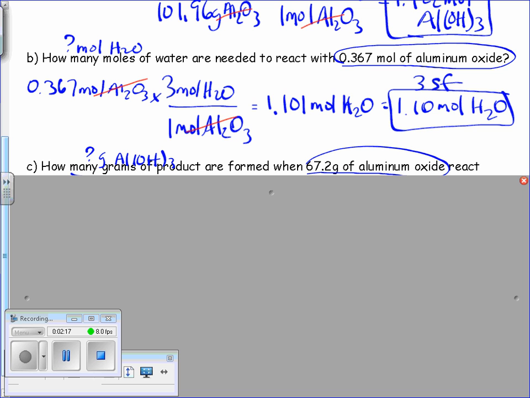So again, it's no longer a secret. We know the product is aluminum hydroxide. How many grams are formed when you have 67.2 grams of aluminum oxide? If you're starting with your grams of aluminum oxide, what's your next step? Convert to moles, and then you're in moles of aluminum oxide. That's why it's important to write the identity. If you just put moles, I would take off credit because I don't know moles of what. Now it's really important to know what you're talking about. So moles of aluminum oxide, to mole ratio, to moles of aluminum hydroxide, and then to grams of aluminum hydroxide.